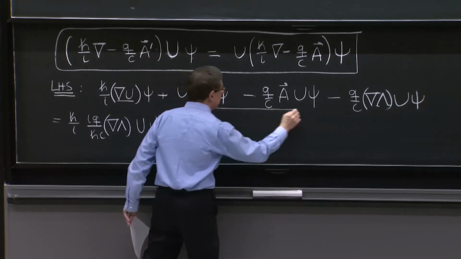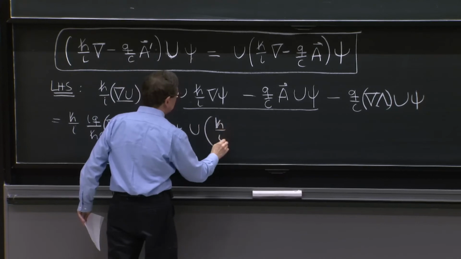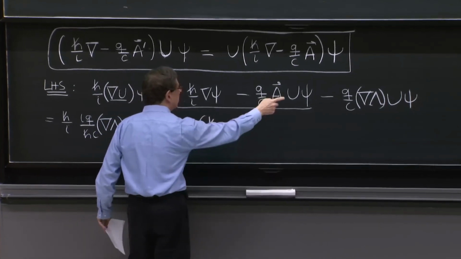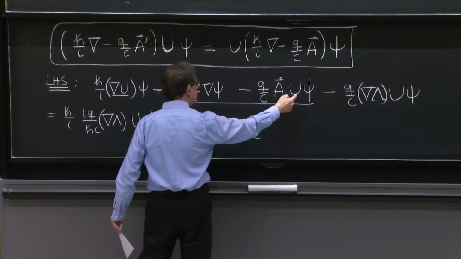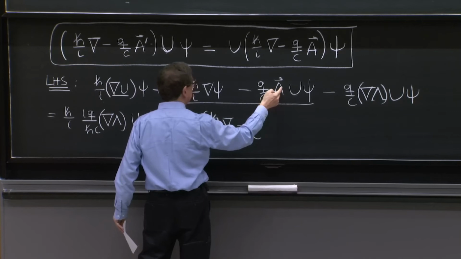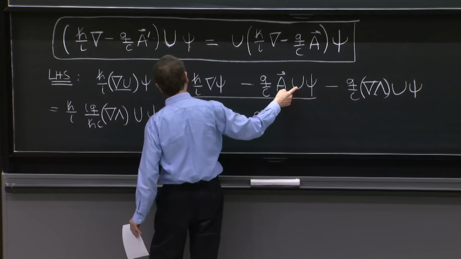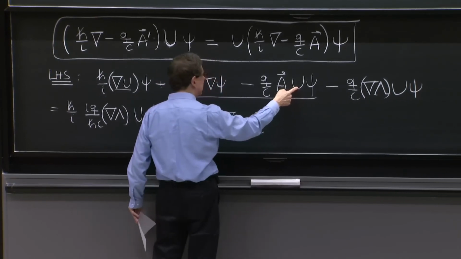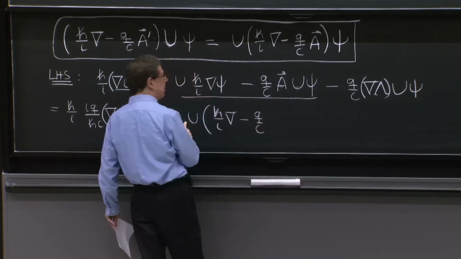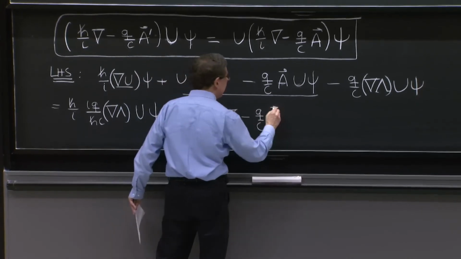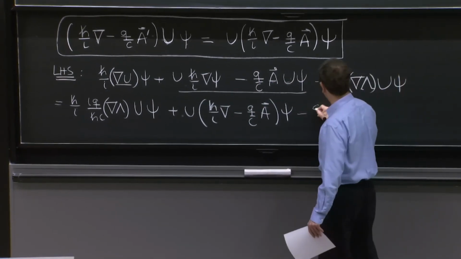These two terms here are plus u h bar over i gradient of psi minus q over c. u and A commute because A is a function of x and t, and u is a function of lambda, which is also a function of x and t. So there's no momenta here. These two things commute, so u can be moved to the left. A psi, minus this term.